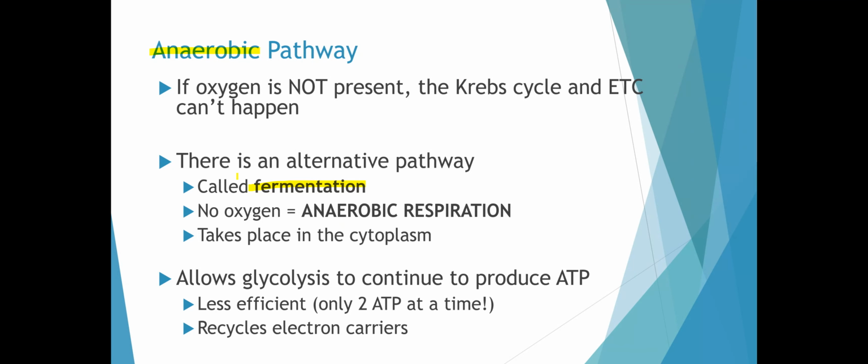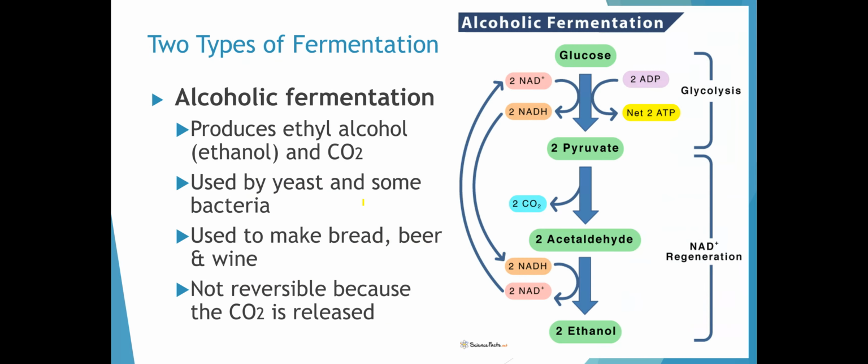Okay. Now, fermentation does not make ATP directly. Instead, what it does is it allows glycolysis to continue. So remember, we're in the cytoplasm here. And so glycolysis gave us 2 ATP at a time. Not very efficient, but 2 ATP is better than no ATP. Okay. Now, what fermentation actually does is it recycles electron carriers so we can keep doing glycolysis.